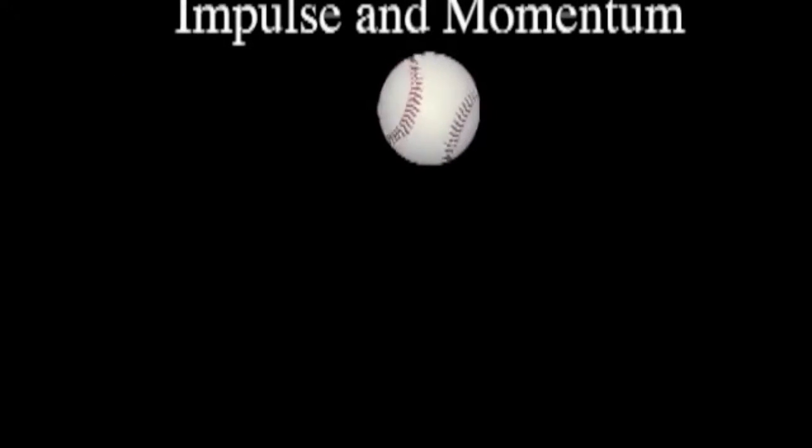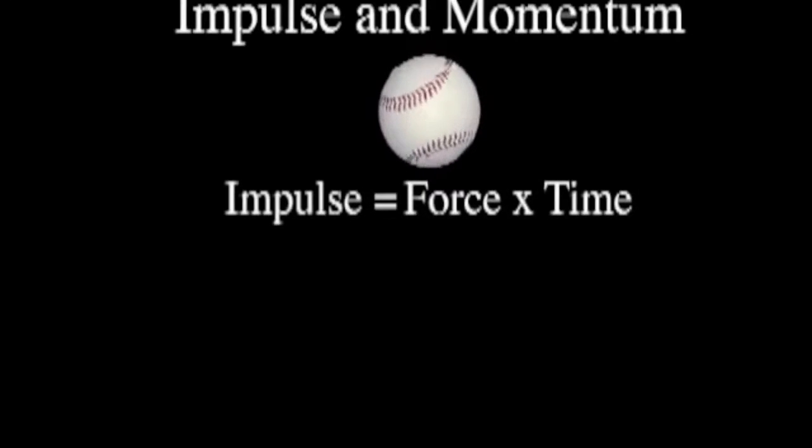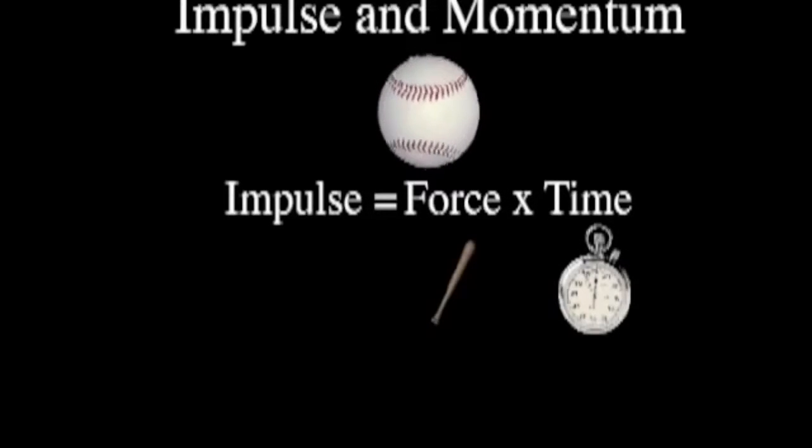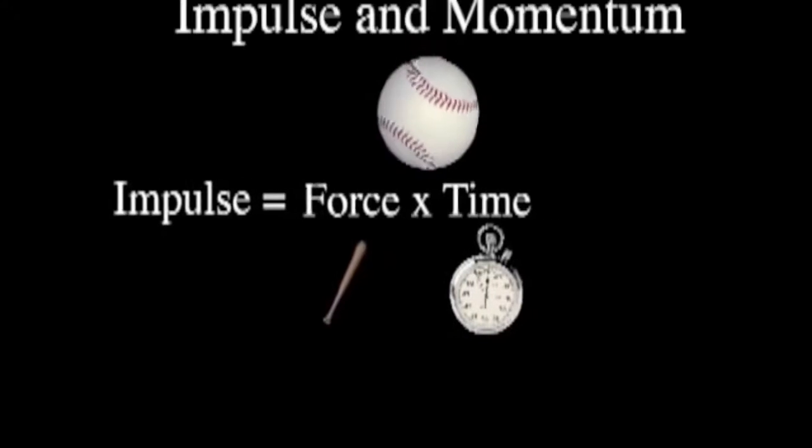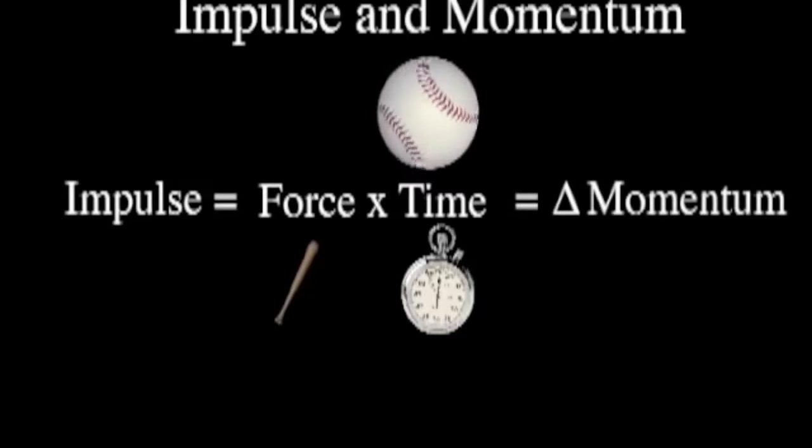And momentum. Let's see what happens when we apply an impulse to an object. For this movie, we will apply an impulse to a baseball. Impulse is equal to the force applied to an object times the time the force is applied to the object. We will apply the force to the baseball with a bat, and the time will be the amount of time in seconds that the bat is in contact with the baseball. The impulse will be equal to the change in momentum of the baseball.